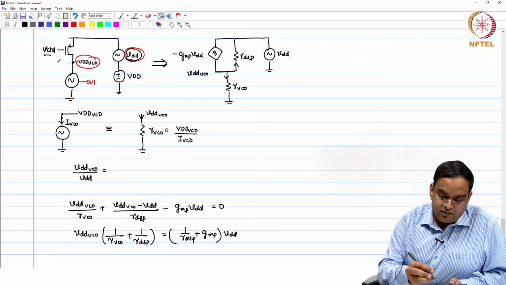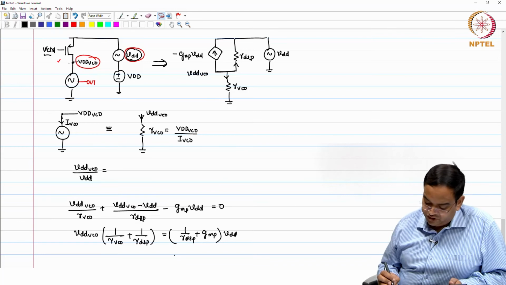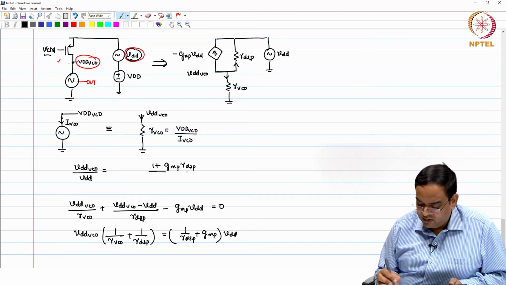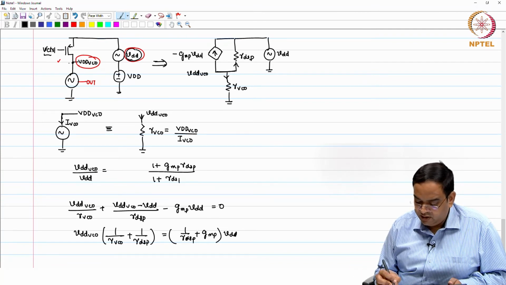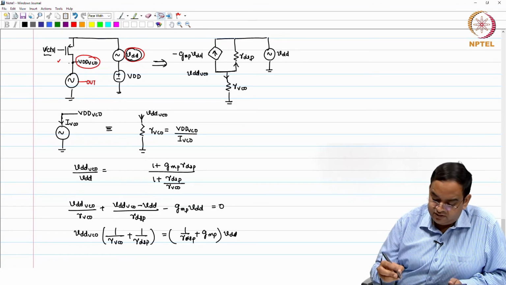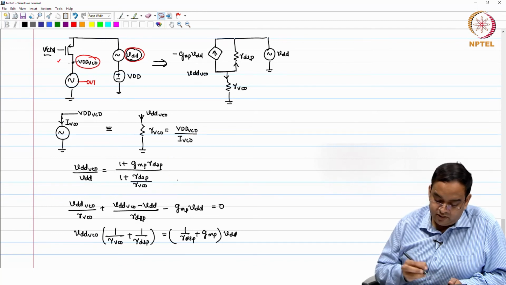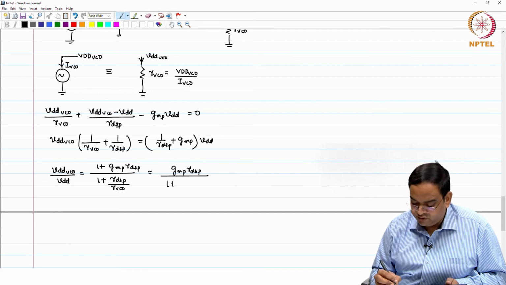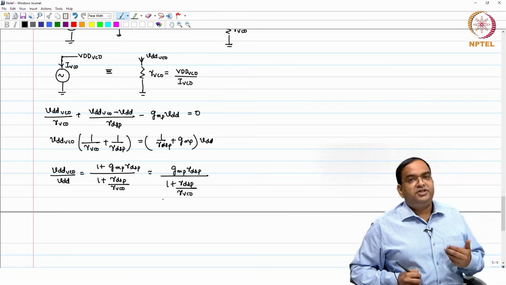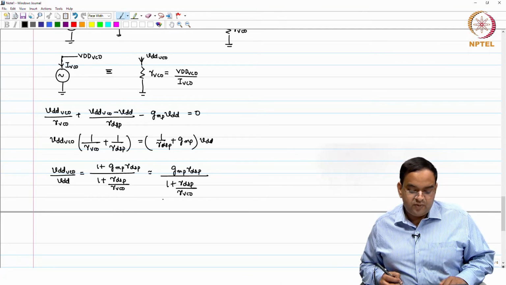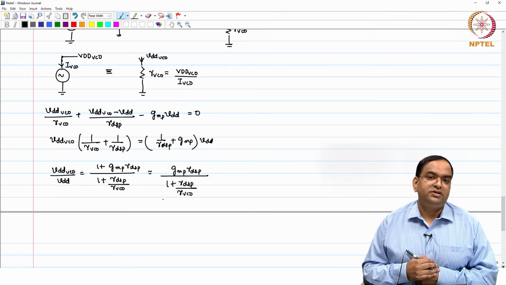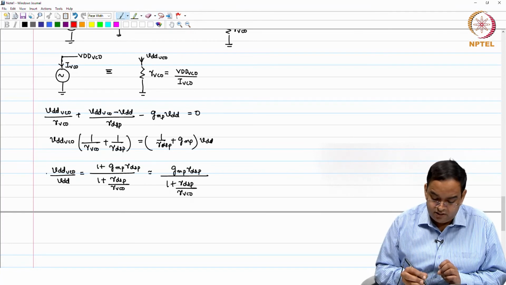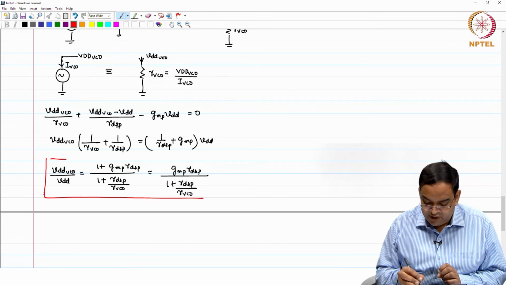So, this parameter which you are seeing here, I can just write it directly now. This is equal to 1 plus GMP times R DSP divided by 1 plus R DSP divided by R VCO. So, this is the gain which you get. Approximately, if GMP RDSP, which is the gain of this transistor, is quite large, you can write it like this, and this is 1 plus RDSP by R VCO. If GMP RDSP is quite large, then you see that VDD VCO by VDD becomes quite large. So, depending on your GMP and all, your supply noise, which is small VDD, is passed to VDD VCO.